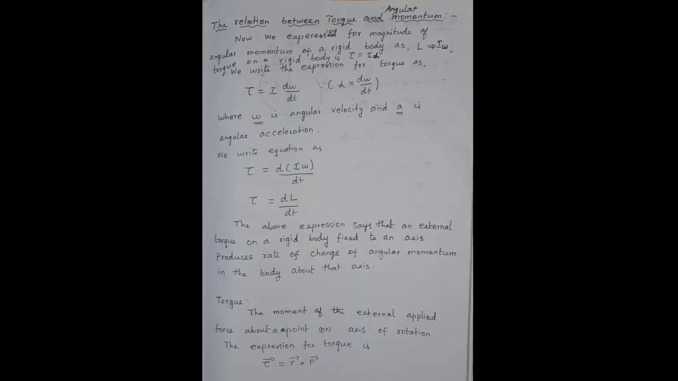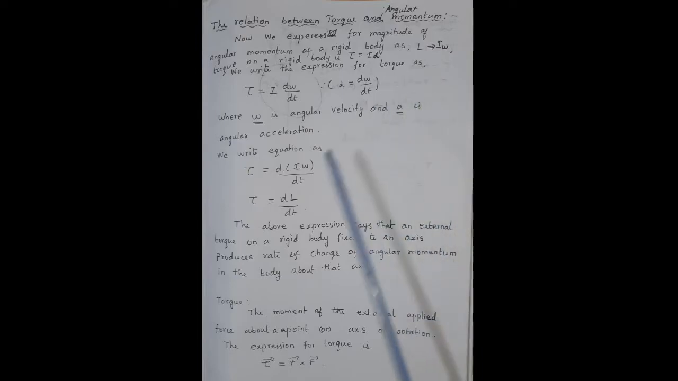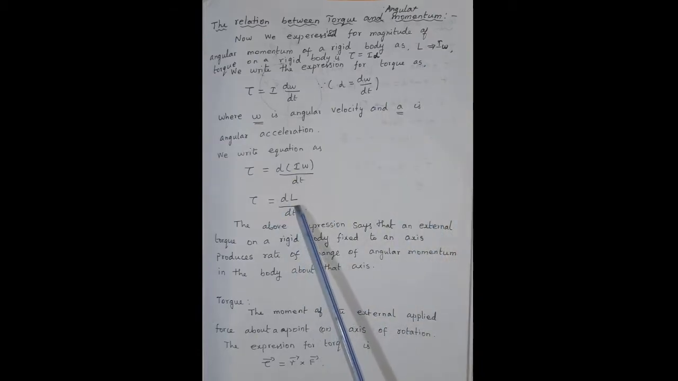So tau is equal to d into I omega divided by dt. So I omega is equal to L, the angular momentum. Then tau is equal to d of I omega, and I omega is equal to L. So tau is equal to dL by dt.